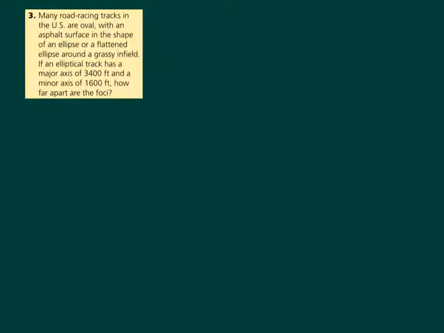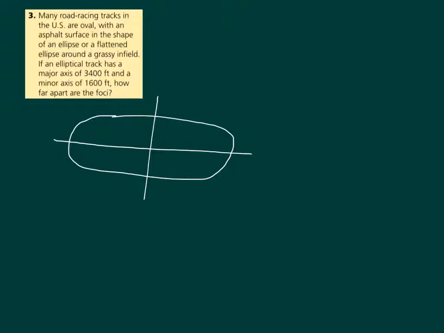Okay, road racing tracks in the U.S. are oval, with an asphalt surface in the shape of an ellipse or flattened ellipse around a grassy infield. If an elliptical track has a major axis of 3,400 feet and a minor axis of 1,600 feet, how far apart are the foci? Now, in this problem, it does not matter if you choose to draw your ellipse horizontally or vertically. It makes zero difference. But you're going to have a major axis, you're going to have a minor axis. 3,400 feet. So my major axis from here to here is 3,400 feet.